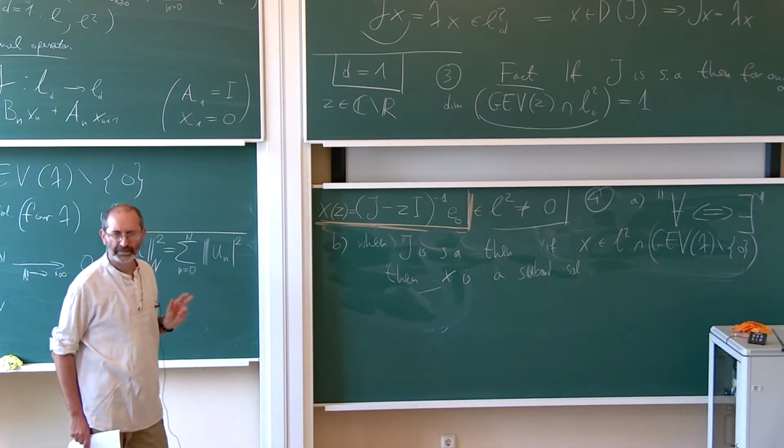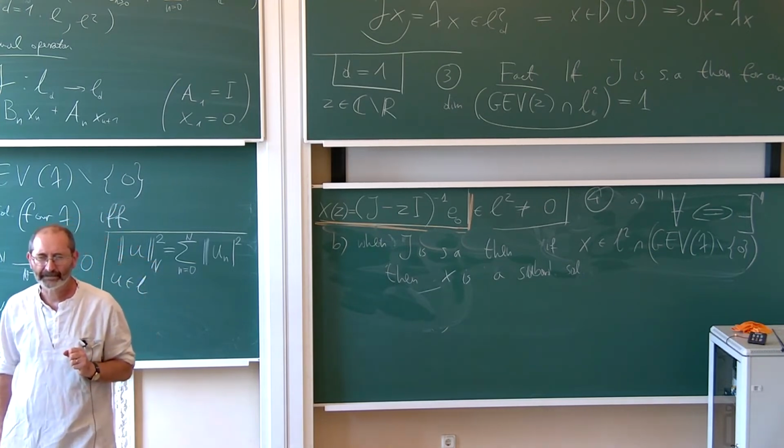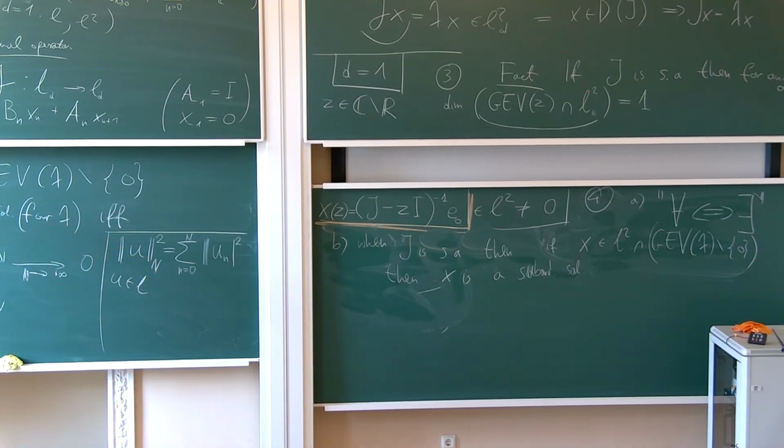And can I ask you, can you describe the spectrum of the Jacobi matrix in case D is equal to 1? Is it discrete? It depends. It can be any set. Okay. It can be, this is a very general Jacobi matrix.